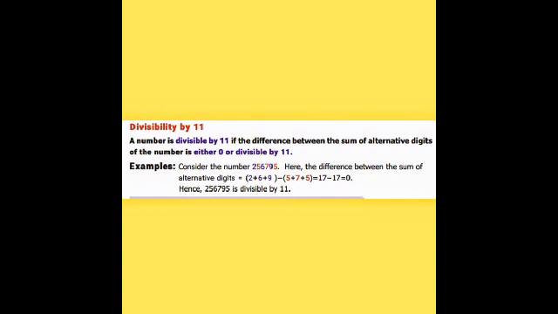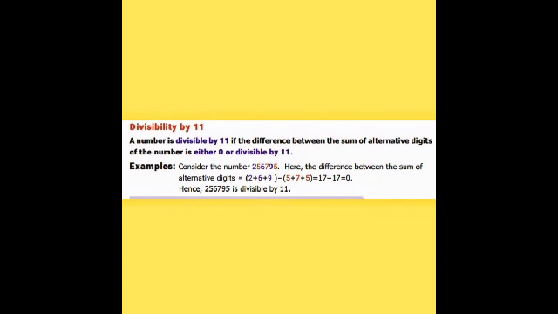If you add and then subtract, and the answer is 0 or 11, then the given number is divisible by 11. That is the rule. What is the rule? If the difference between the sums of the alternate digits of the given number is either 0 or divisible by 11, then the number is divisible by 11.